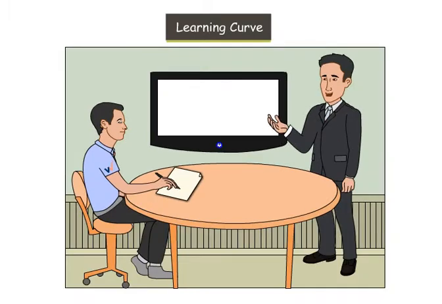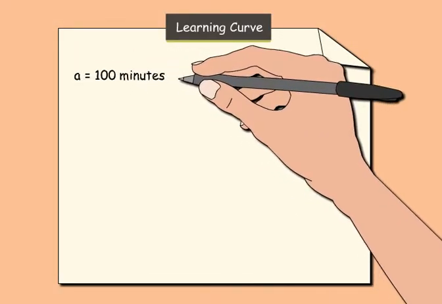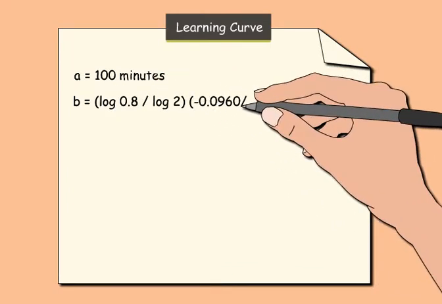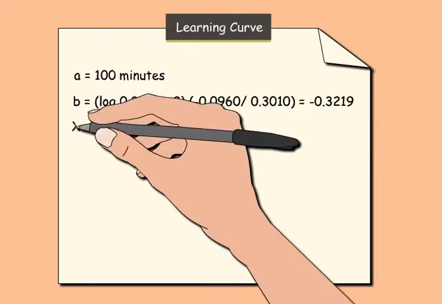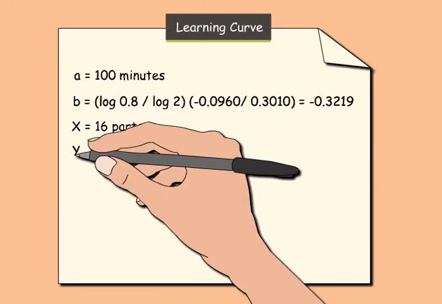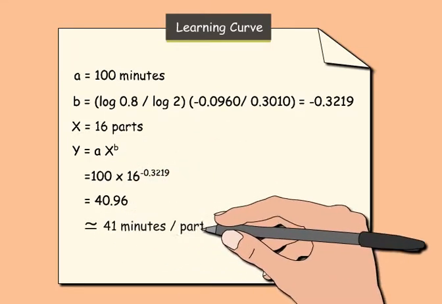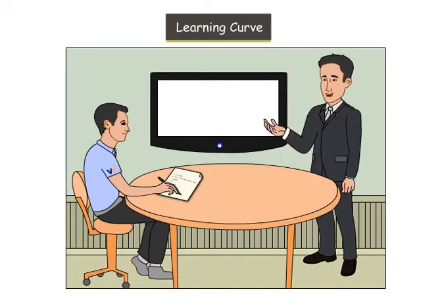Tell me how much time Bill would take to manufacture 16 of those bomber airframes. Let's see. Bill took 100 minutes for the first unit. The index of learning will be log of 80% divided by log 2, which is minus 0.3219. Total number of units we are looking for is 16. So by substituting in the equation, we get approximately 41 minutes per part. That's quite fast. Yeah. Learning curve also helps to forecast labor costs.